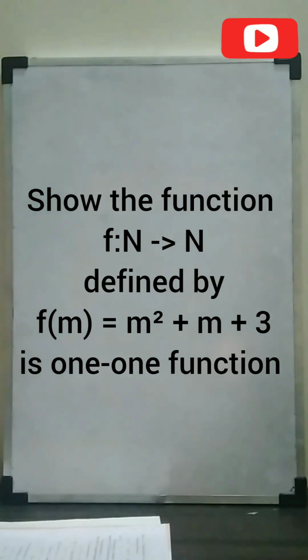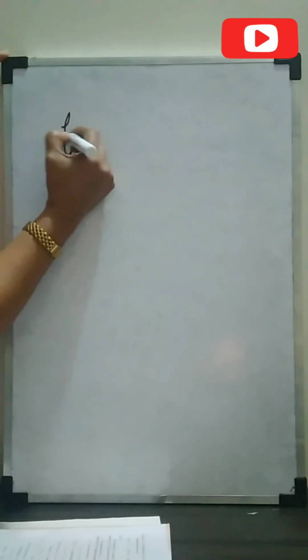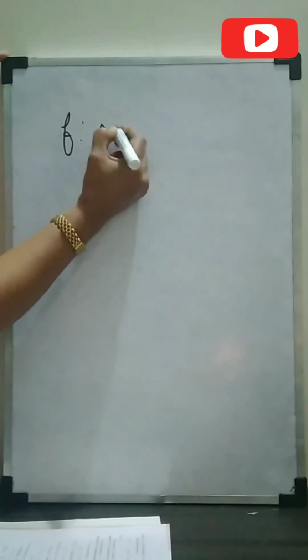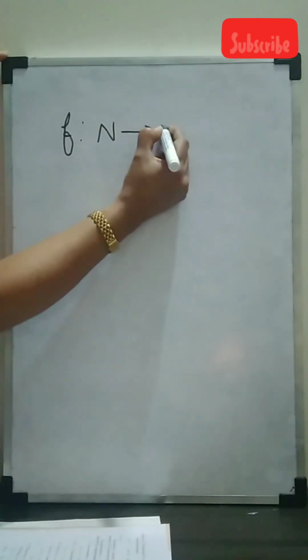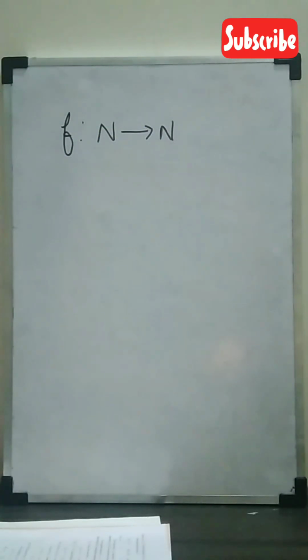Show that the function f from N to N defined by f of m is equal to m square plus m plus 3 is 1-1 function. இந்த given function வந்து 1-1 function இல்லையான்னு நம்ம கண்டுபிடிக்கணும். ஓகே, ஸோ அவங்க என்ன கொடுத்துருக்காங்க? f is a function from N to N, that is natural numbers to natural numbers. Okay, and it is defined by what?